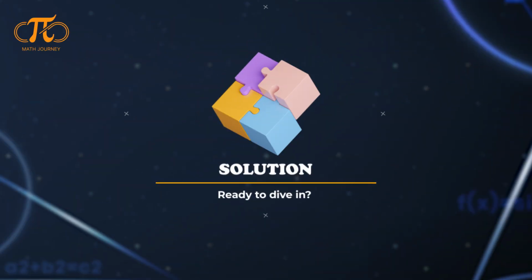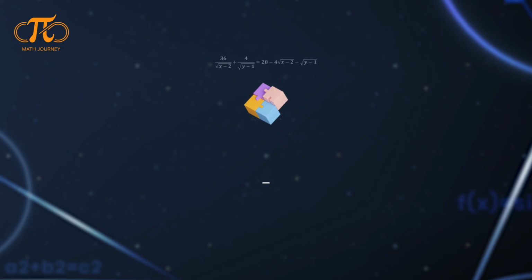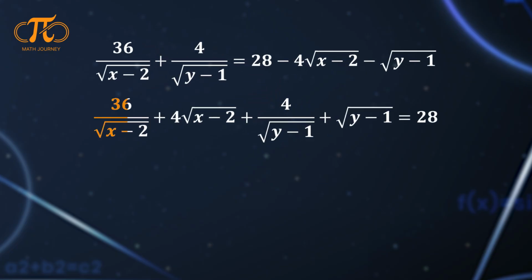First things first, let's group the terms with similar variables together. 36 divided by the square root of x minus 2, plus 4 times the square root of x minus 2, plus 4 divided by the square root of y minus 1, plus the square root of y minus 1, equals 28. Now, notice how both sides of the equation can potentially be represented as a sum of squares. If we could express each term as a perfect square, we might find a path to simplify this equation further.